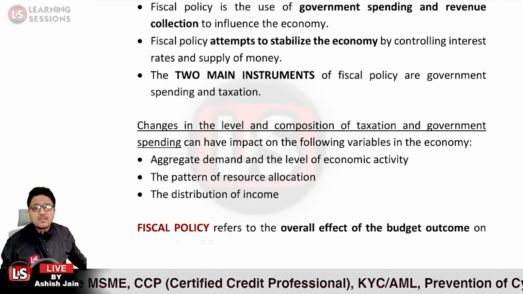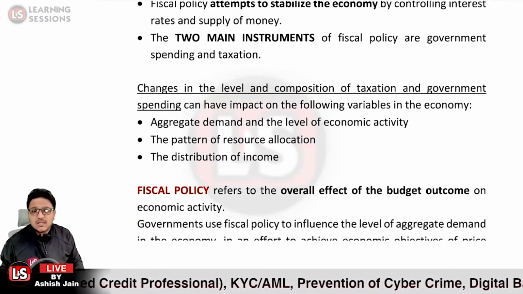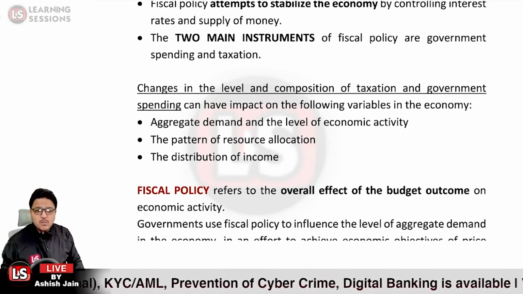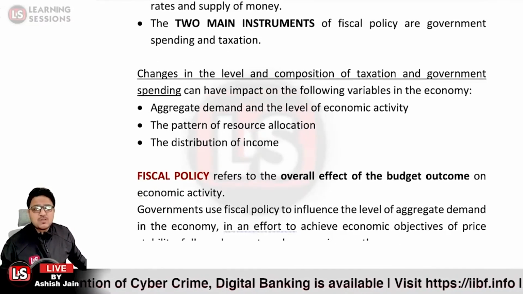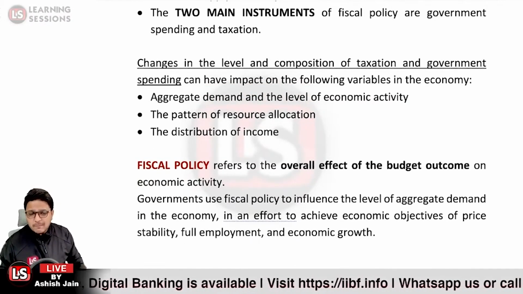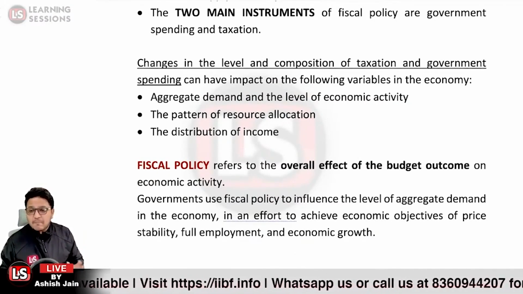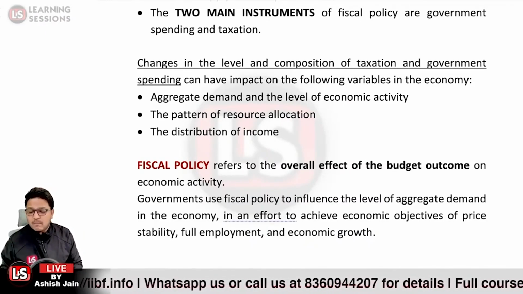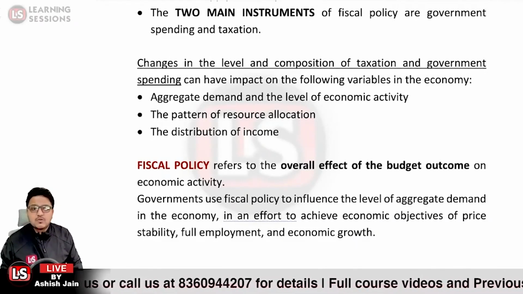Fiscal policy refers to the overall effect of the budget outcome on economic activity. Government uses fiscal policy to influence the level of aggregate demand in the economy. Let me tell you how it actually works. If the government is spending in some particular area, that area or field will get a boost, there will be more money inflow and outflow, and definitely the demand is going to rise.